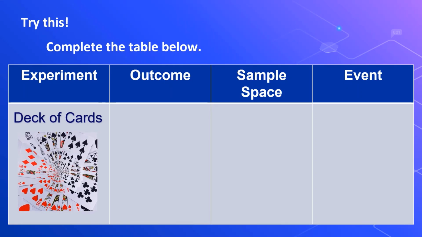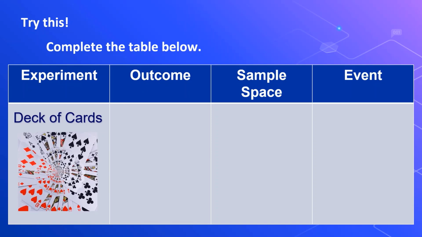And now it's your turn. Get your paper and pen and do this activity. You have to complete the table below. With the given experiment, in the deck of cards, you have to write the outcome, sample space, and an event.